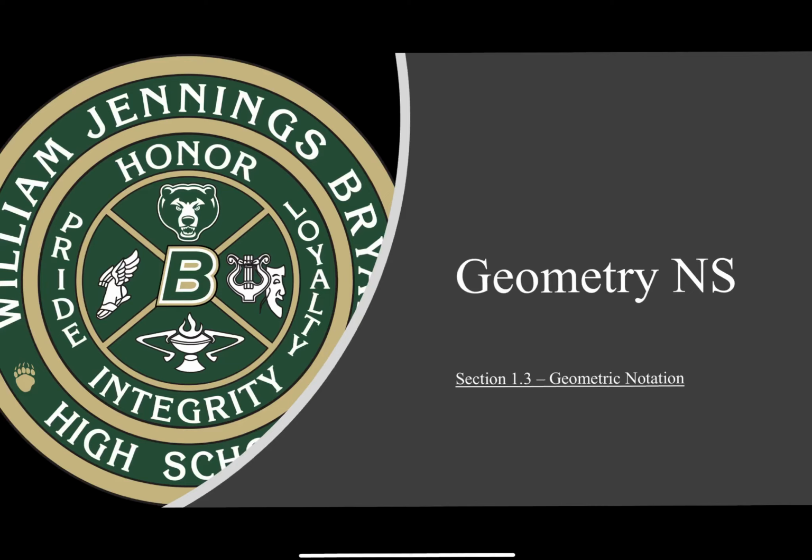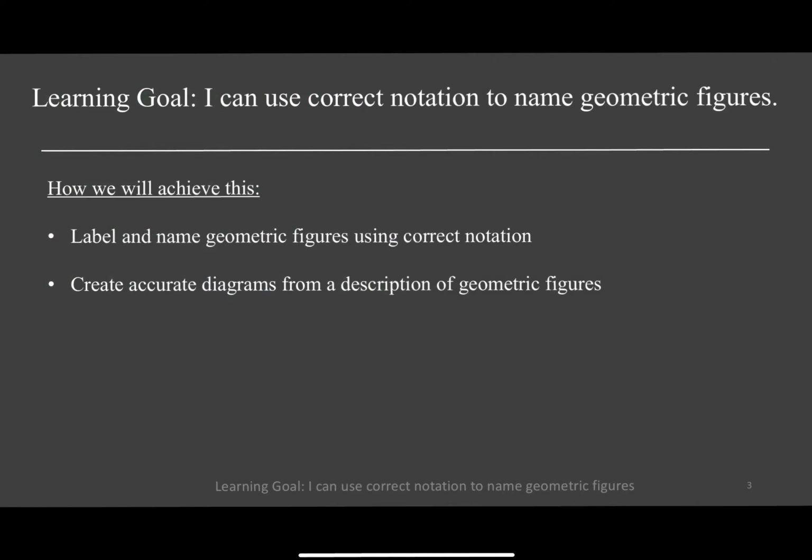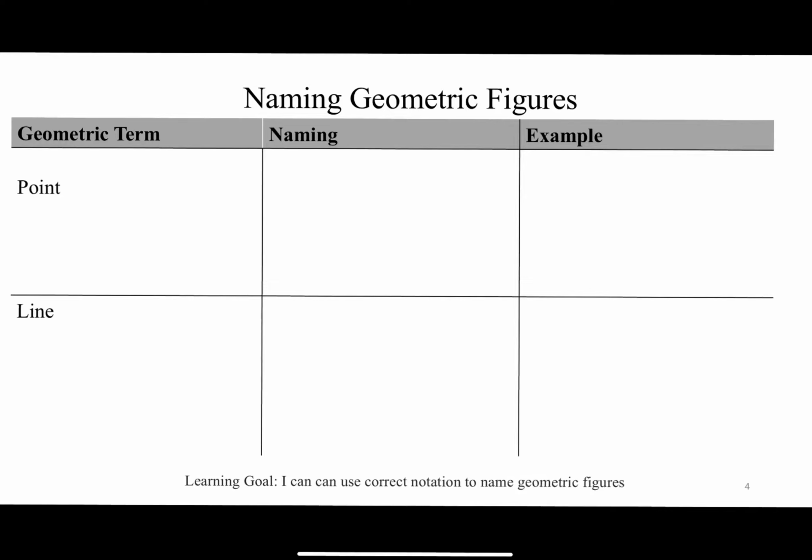This is section 1.3, and in this section we're going to spend some time just talking about geometric notation and how to name some geometric figures. So the learning goal for this section is to just be able to use the correct notation to name geometric figures, and then we're also going to look at doing the opposite of that. So given a description or given the notation, we're going to be able to draw and create accurate diagrams representing them. So let's go ahead and just start by naming points and lines.